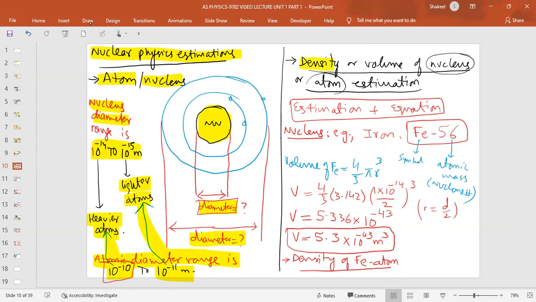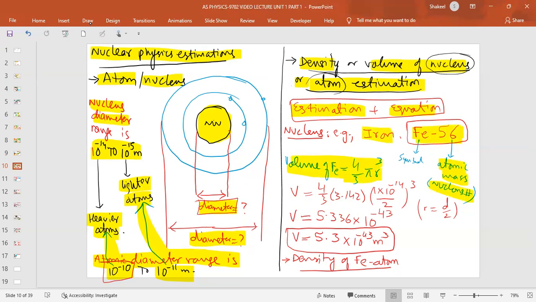Now, the next thing is density or volume of the nucleus or atom, so you have to estimate that. What is the density of the nucleus or density of the atom, or the volume of the nucleus or volume of the atom? This is actually estimation plus equation. For example, iron is an element and it has a nucleon number or mass number of 56. So 56 is the atomic mass number or the nucleon number. Now, all nuclei and atoms are spheres, and you know the volume of a sphere is 4 by 3 pi r cubed.